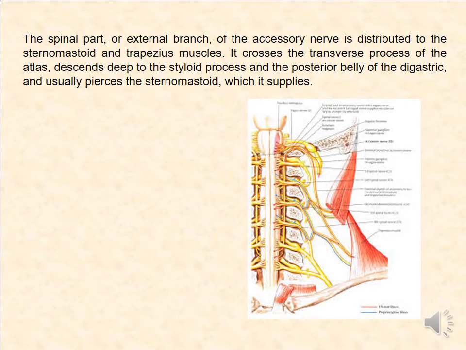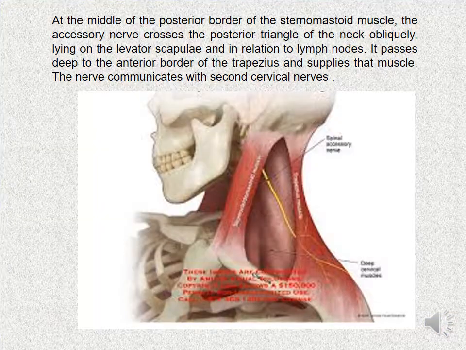The spinal part or external branch of the accessory nerve is distributed to the sternomastoid and trapezius muscles. It crosses the transverse process of the atlas, ascends deep to the styloid process and posterior belly of the digastric muscle, and usually bears a branch to the sternocleidomastoid muscle, which is supplied.